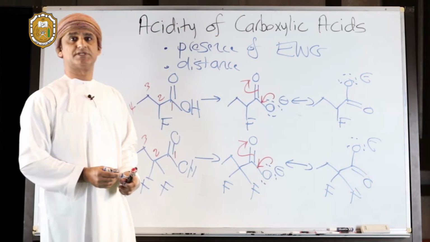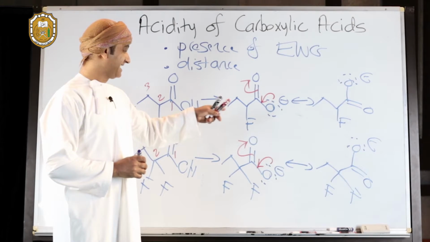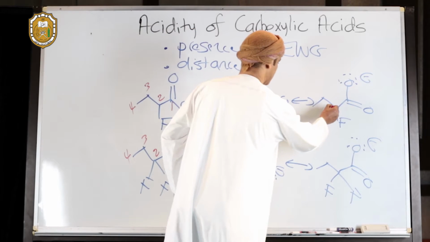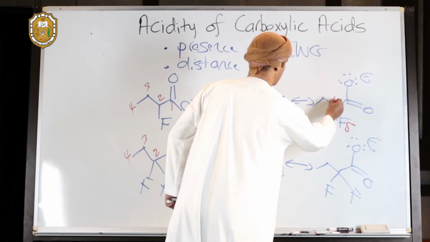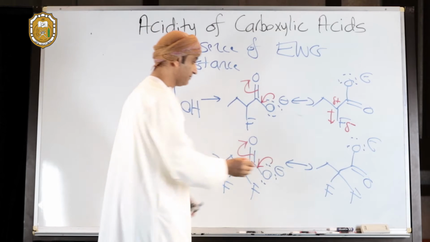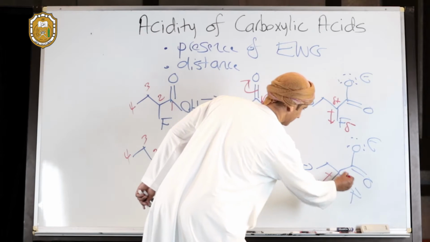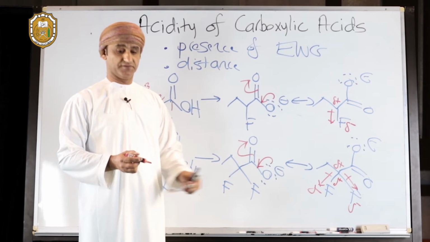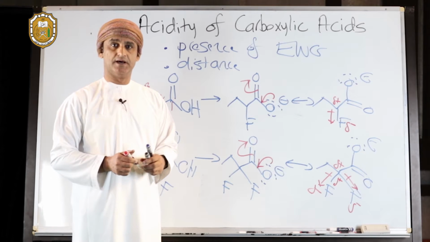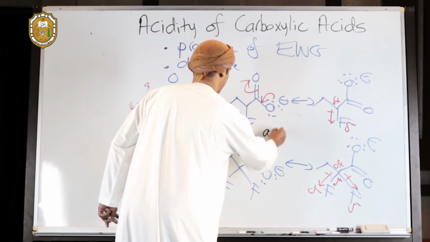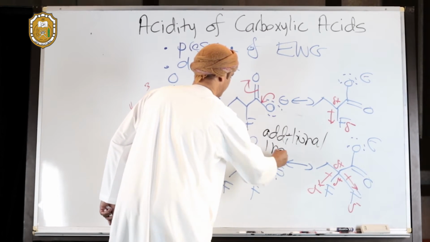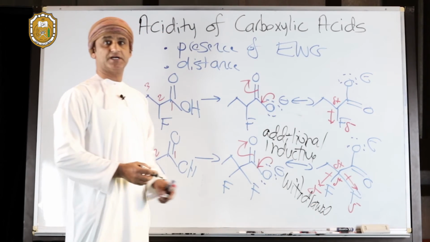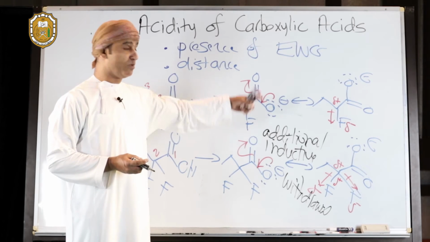So both carboxylates are stabilized by resonance, but the second carboxylate is stabilized further by an additional inductive effect. If you look at this carboxylate, it has one inductive withdrawal by the fluorine. That's because fluorine is more electronegative than carbon. This carboxylate has actually two. So there is double inductive withdrawal in this case, whereas there is only one in the first case. Therefore, this conjugate base is stabilized more because of the additional inductive withdrawal. This additional inductive withdrawal stabilizes the conjugate base more than the first conjugate base.